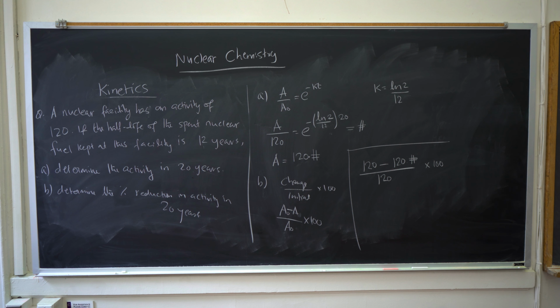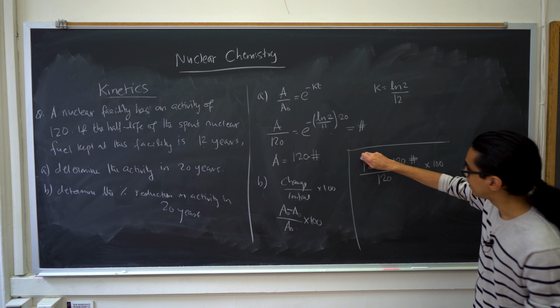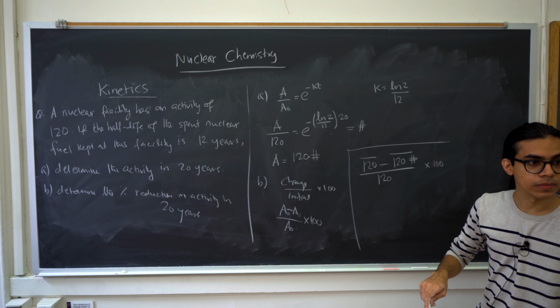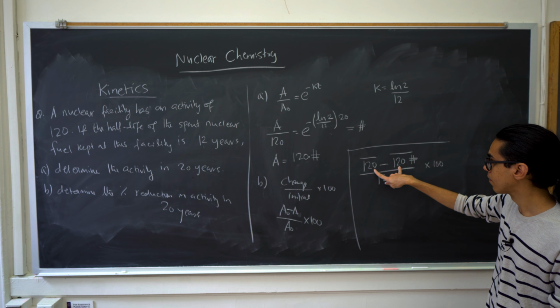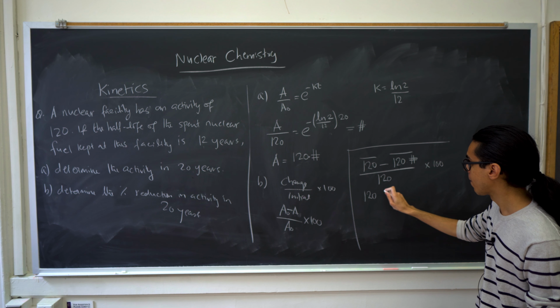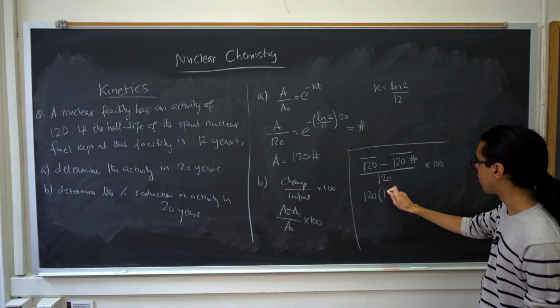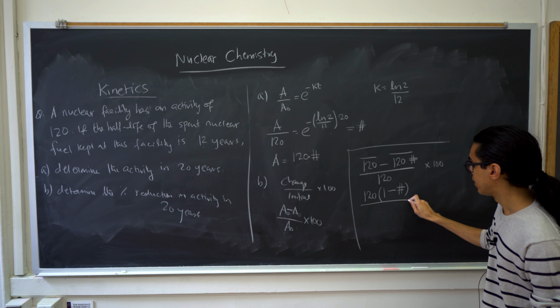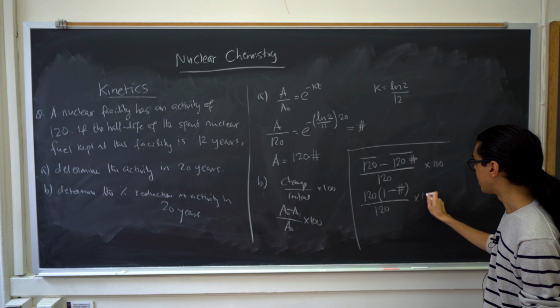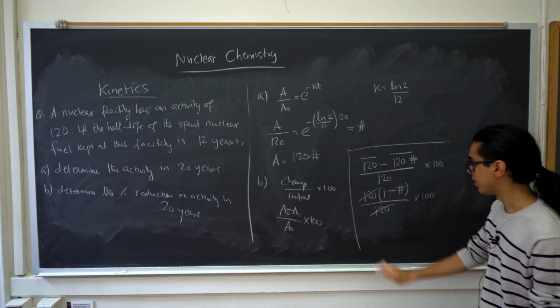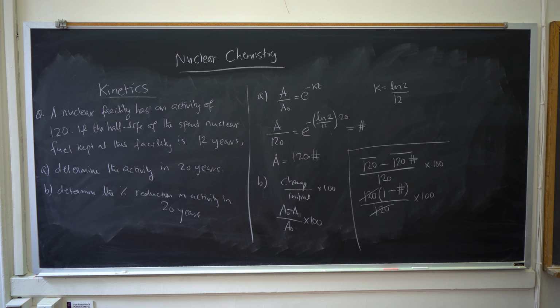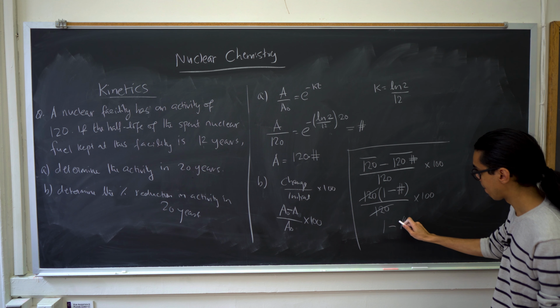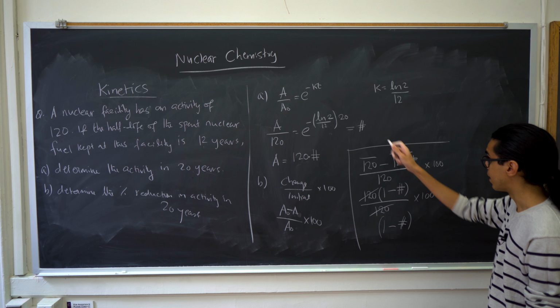Can you simplify this any further? What's common in both of these terms? 120, right? What's left here? A 1. What's left here? Whatever that number was, divided by 120 times 100. So these numbers cancel out. And so the percentage change is 1 minus whatever that number was times 100.